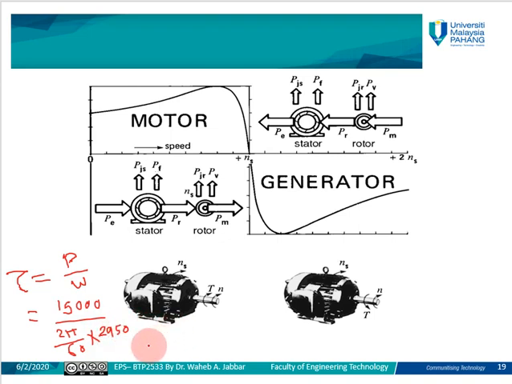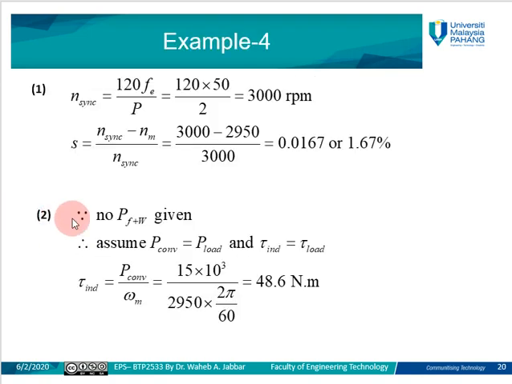So in this case, we can find the value of tau induced, or induced torque, which is equal to 48.6 newton meter, as you can see here in the slide. So this is the induced torque here.